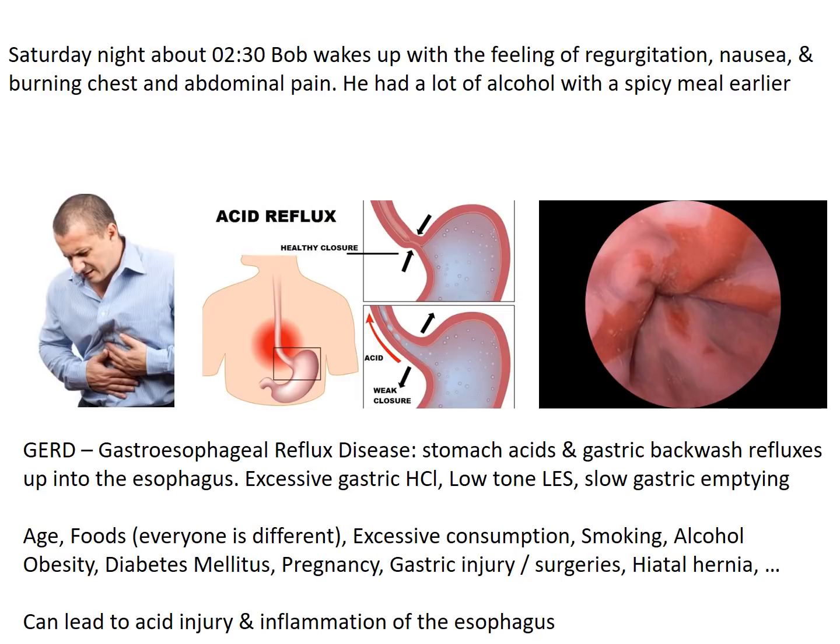All right, let's try this first. Saturday night, about 2:30 in the morning, Bob wakes up with a feeling of regurgitation, nausea, burning chest, and abdominal pain. He had a lot of alcohol earlier in the night and had a spicy meal with that. Sounds like Bob is having symptoms of acid reflux or gastroesophageal reflux disease. This is when stomach acids and gastric backwash reflux back up into the esophagus.